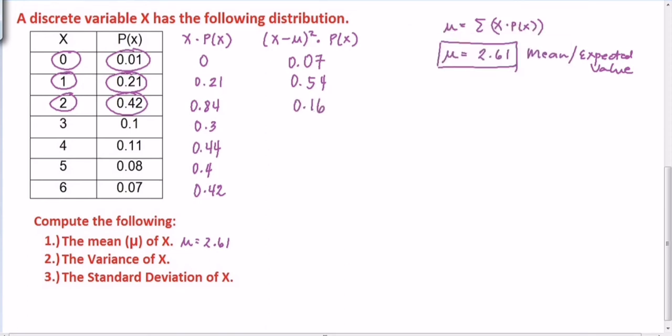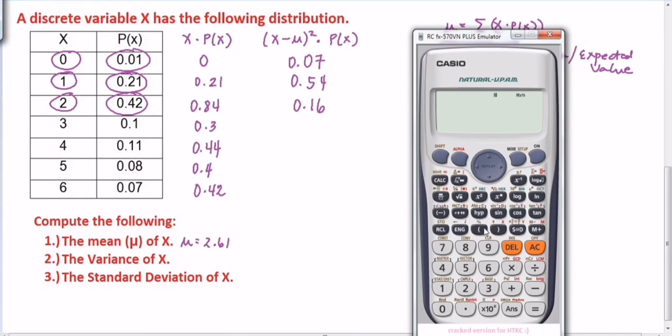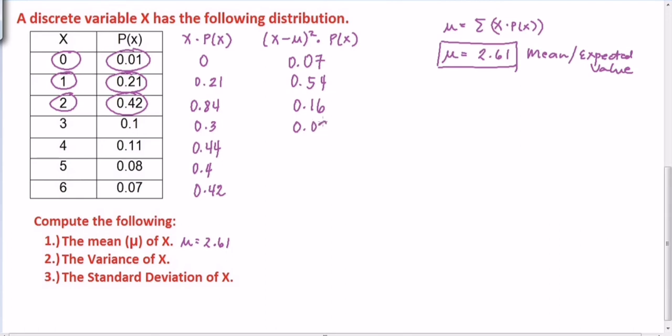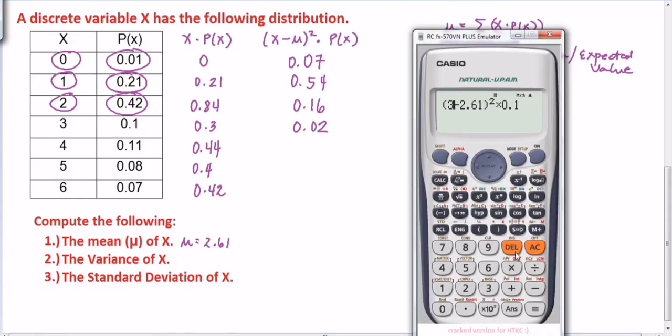And then, dire-diretso na yan, guys. Okay? So, diretso ko na yan, ha? Hindi ko na lagay. 3 minus 2.61 squared times, so 0.1, yung kanyang probability. Okay, so 0.02 na to, guys. So 0.02. Okay, so next one, ito na lang papalitan ko. So gawin ko tong 4, nasa 4th x na tayo ito. And then ang kanyang probability ay 0.11, same yung mean, 2.61, di ko na babaguhin yan. Pag equals nyo, ayan, 0.21.